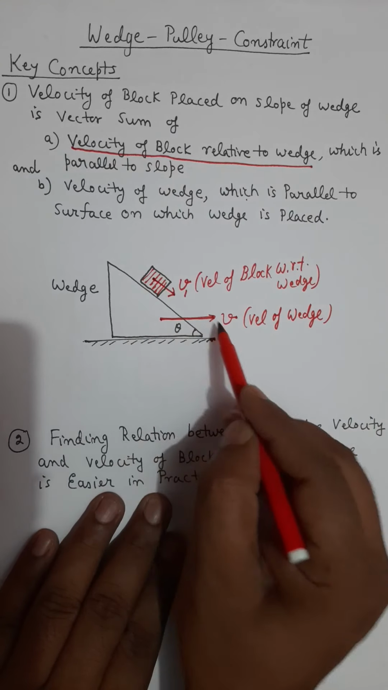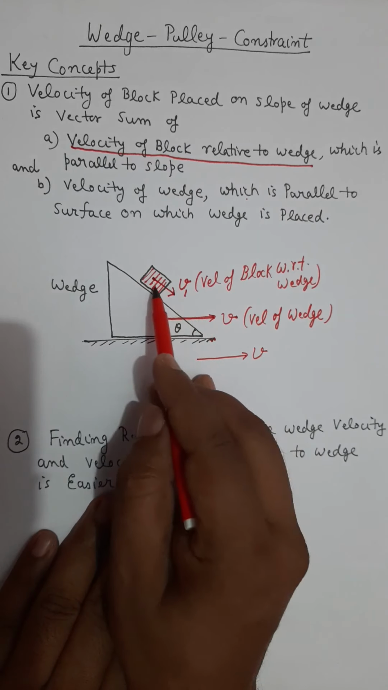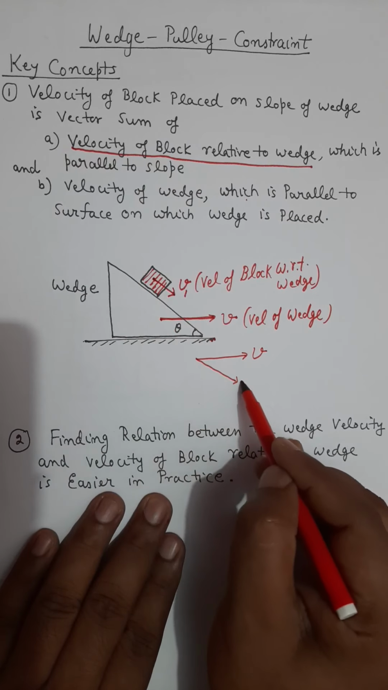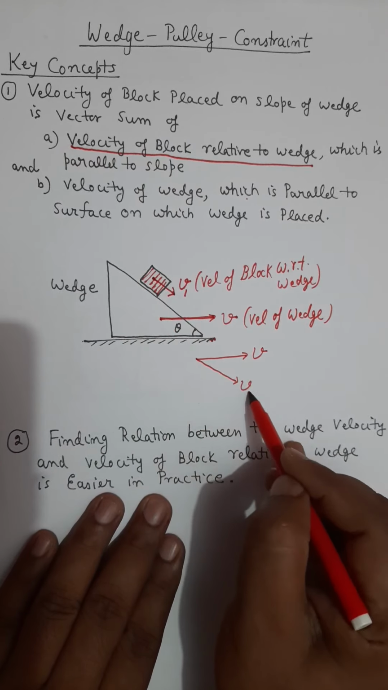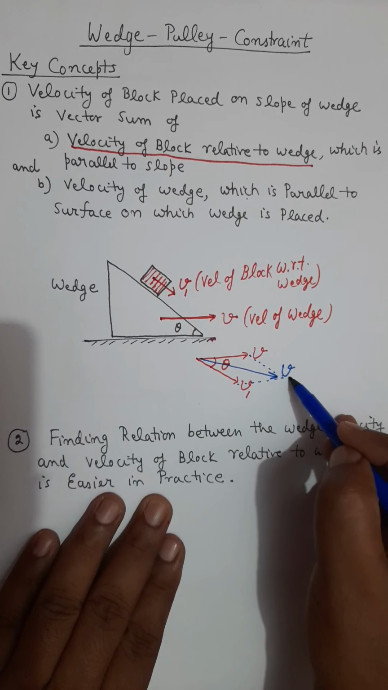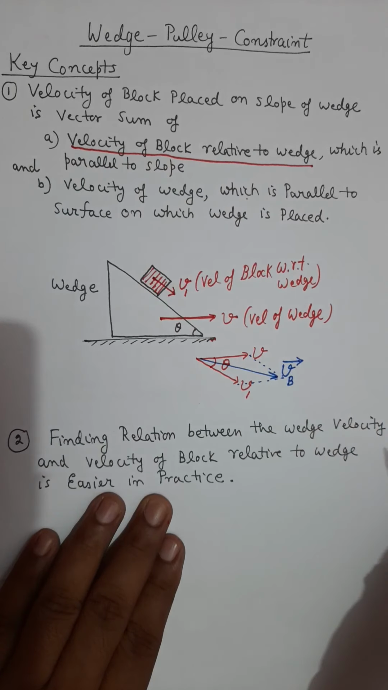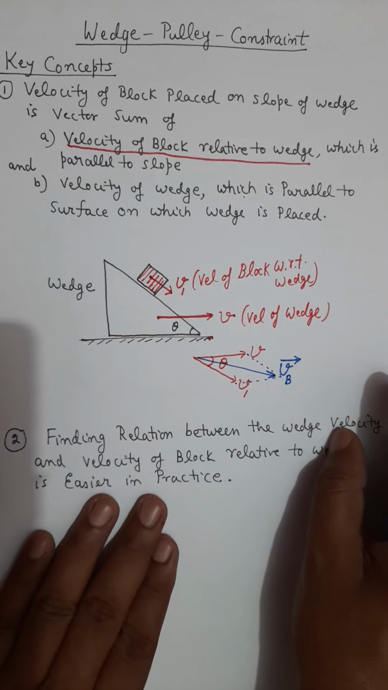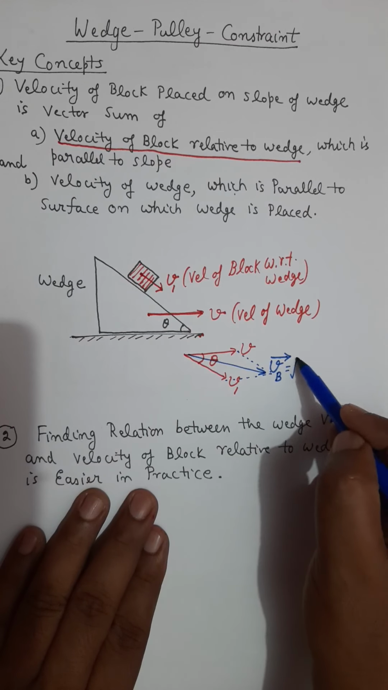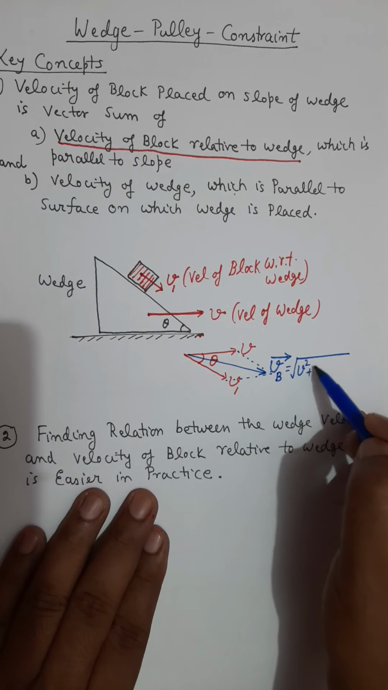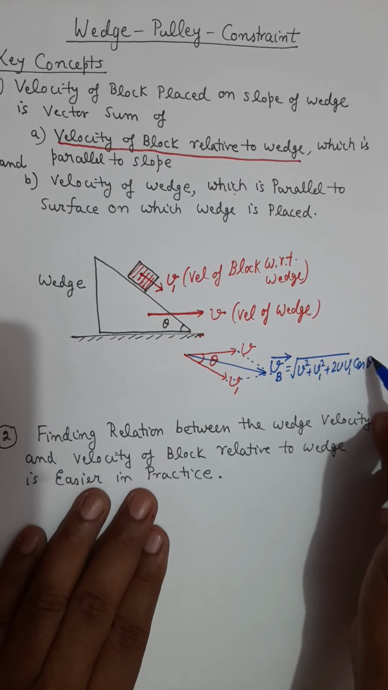So I will draw one vector v and another vector v1. These two vectors are inclined at angle theta. If you find the resultant of these two vectors according to the law of parallelogram, then this vector will be defined as the velocity of the block. This is my point number one. And as per the law of parallelogram, you can write this as equal to the square root of v square plus v1 square plus twice v v1 cosine of theta. This is simply the law of parallelogram.